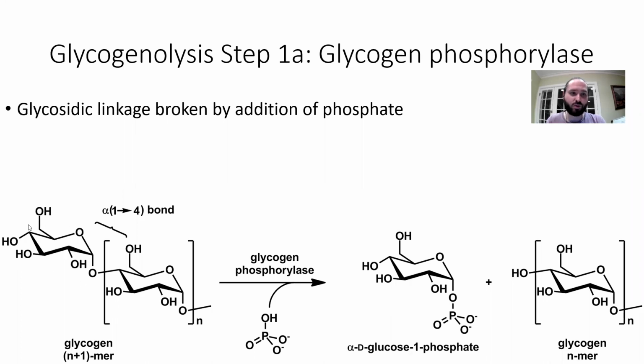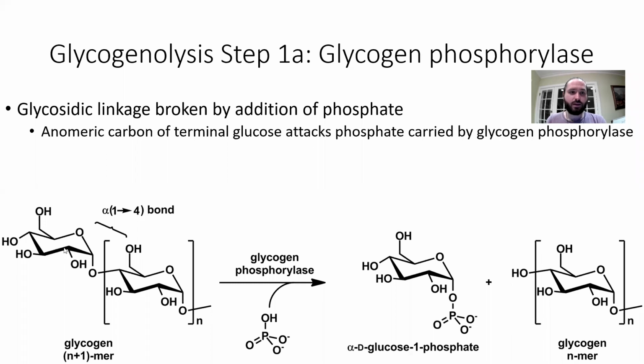So here's our terminal glucose that we want to cleave off, and here's our N. This is the rest of our glycogen. The way it works, and this is why I didn't really include it, because it's a weird reaction, is that the anomeric carbon of this terminal glucose will attack the phosphate carried by glycogen phosphorylase. And then the rest of the glycogen will act as a leaving group.